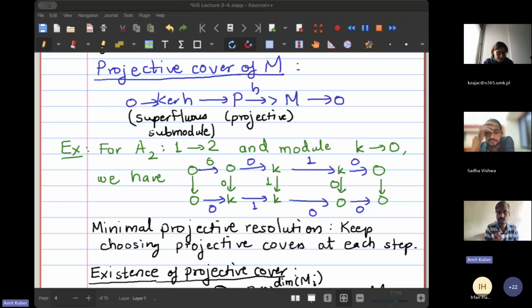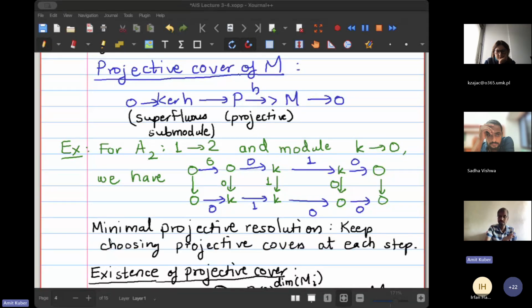Now, if you observe, then the projective module P1, namely KK, doesn't have any proper non-zero submodule other than 0K itself. It's the unique proper non-zero submodule. So what can be added to 0K to obtain KK? The only thing possible is KK itself. So this is superfluous.